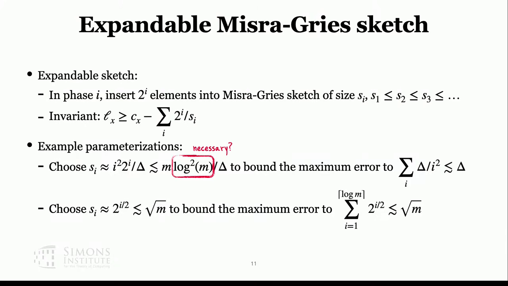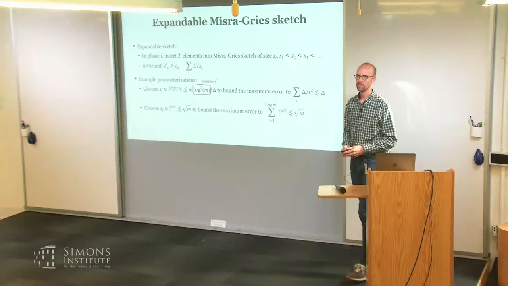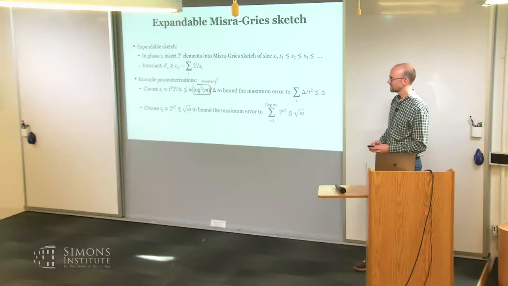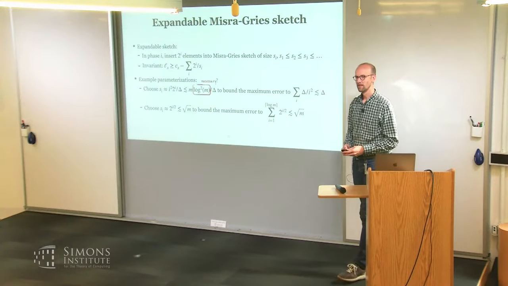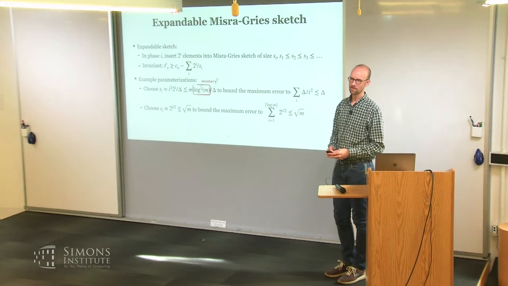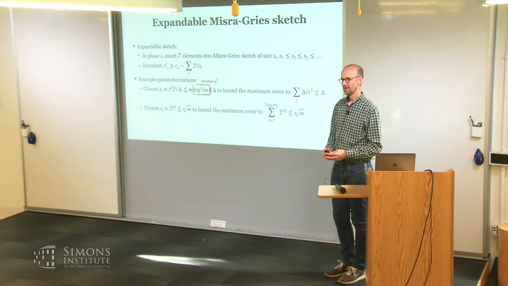Question from July: I'm curious on the previous slide, before you did the expandable version, you stated your error as m over s, right? For just the basic Misra-Gries. Yes. But it's also true that m is the L1 norm, basically. And you can replace that m with the L1 norm ignoring the tail, the L1 norm of everyone except for the top S. So I'm wondering, is there anything like that you can do for this?